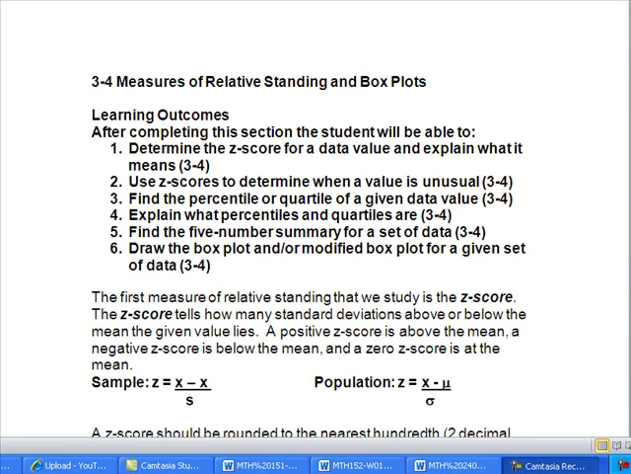Today we're looking at section 3-4 on measures of relative standing and box plots. Our learning outcomes are as follows. Number 1, determine the z-score for a data value and explain what it means. 2, use z-scores to determine when a value is unusual. 3, find the percentile or quartile of a given data value. Find what percentiles and quartiles are.